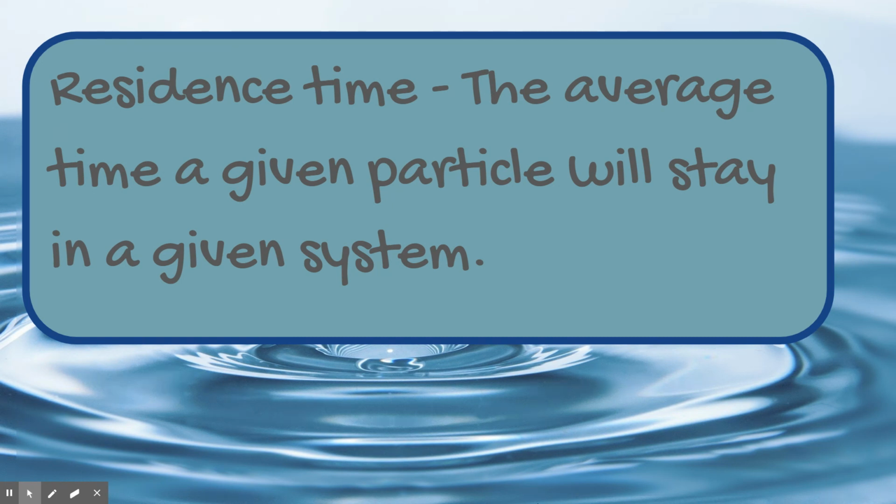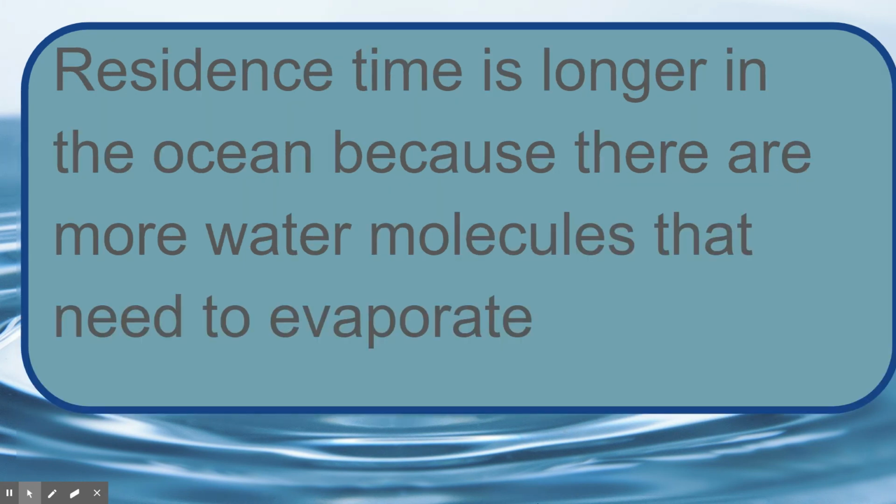If you think of an ocean, a drop of ocean water, or a molecule in the ocean, its residence time is going to be a lot longer because there are a lot more molecules. If you're a drop in the ocean, drops can be there about 3,000 years or longer before they actually evaporate and become part of the water cycle. So residence time is longer. You can fill in the blanks here. Residence time is longer in the ocean because there are more water molecules that need to evaporate.